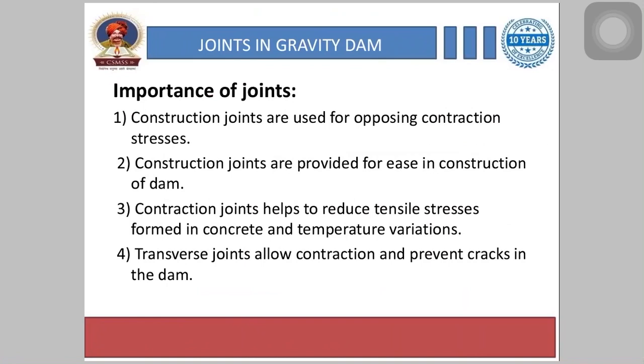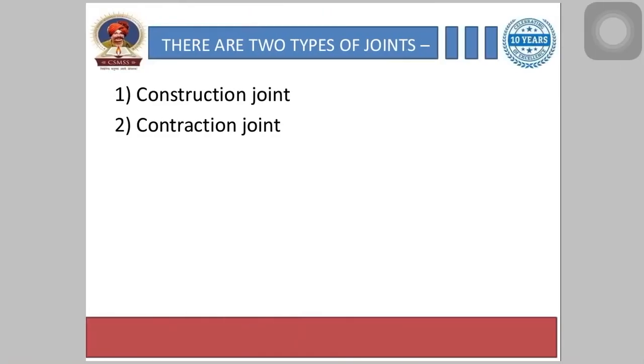So, from this we can say that for opposing the stresses, construction joints are used, and for ease in the construction of dam, construction joints are used. Then contraction joints are used to reduce the tensile stresses, and transverse joints are used to prevent the cracks in the dams, or they allow the contraction. So, there are two types of joints, that is construction joints and contraction joints.